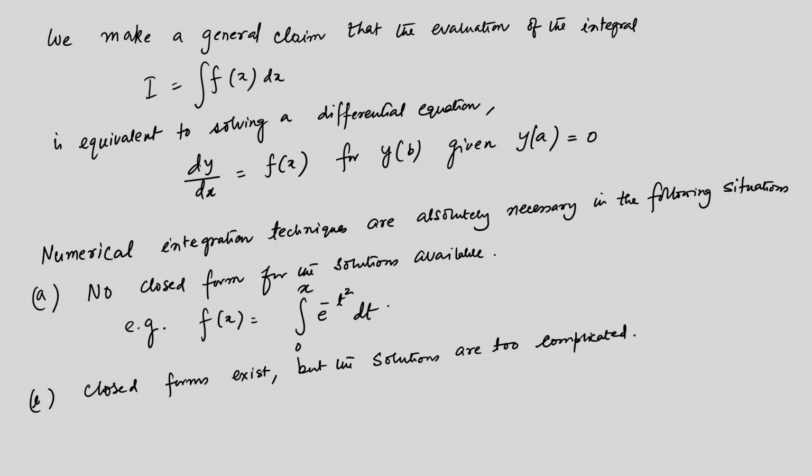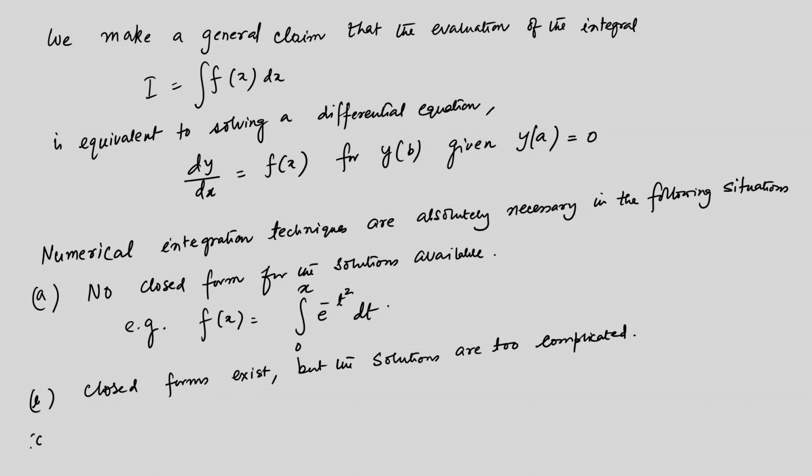Okay. So, if it is too complicated for us to comprehend the nature of this integrand, or the nature of the integrand itself is quite complicated, so that even if a closed form is available, it is very difficult to infer any physical feel out of it, we would have to go for numerical integration.